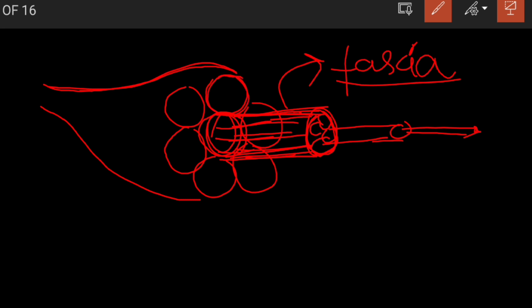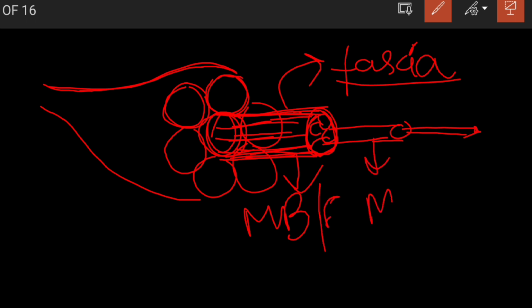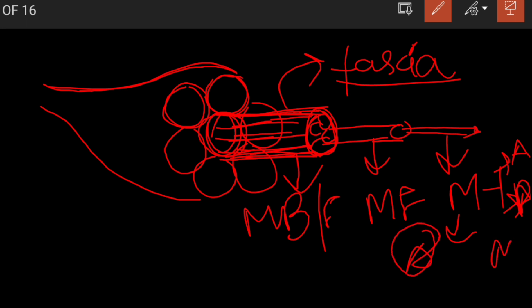So we have seen that a muscle contains muscle bundles or fascicles, which are made up of muscle fibers, and these muscle fibers are made up of myofibrils. These myofibrils contain actin and myosin, which are the contractile proteins of the muscles.